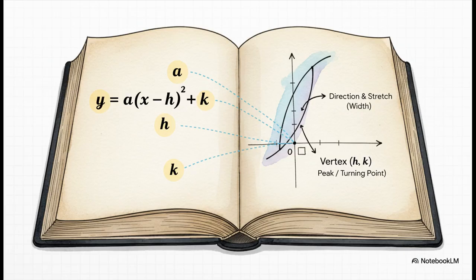So let's bring it all home. The main takeaway here is that vertex form isn't just another thing to memorize for a test. You should think of it like a descriptive code. It lets you read the story of a parabola, where its peak is, which way it's facing, how wide it is, instantly, just by looking at it.